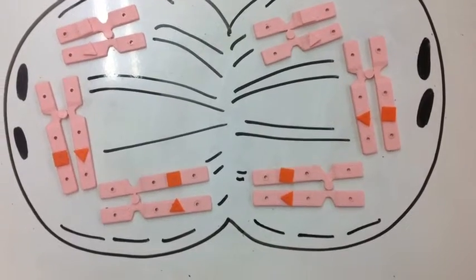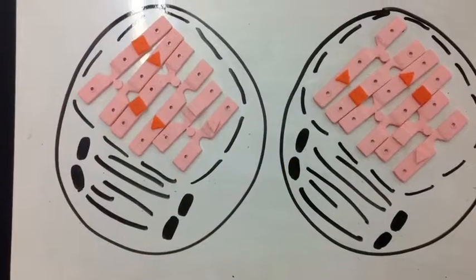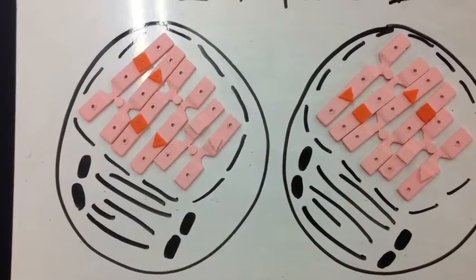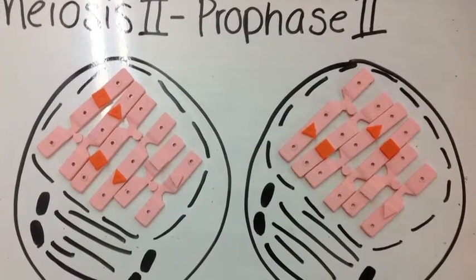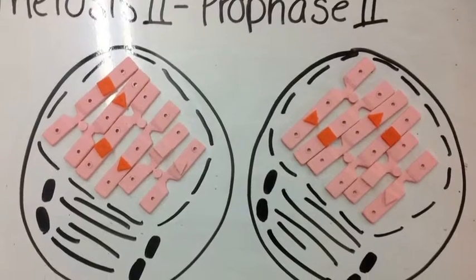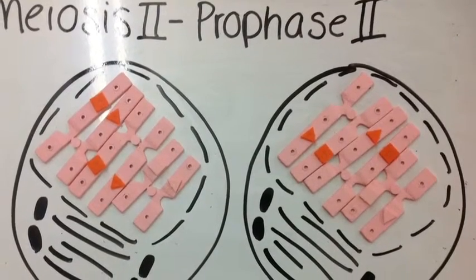There is no DNA replication, and the two cells then enter meiosis II, which is similar to mitosis and forms 4 haploid cells. In prophase II, the spindle fibers form and the nuclear envelope breaks down. The chromatin forms chromosomes.